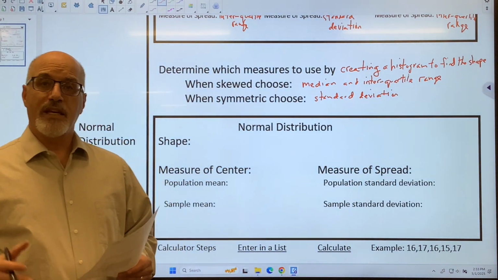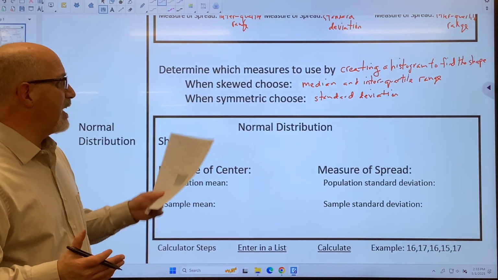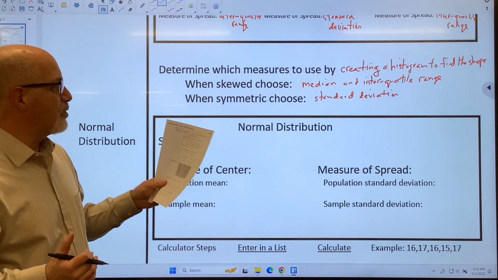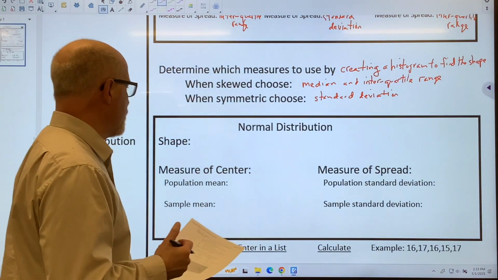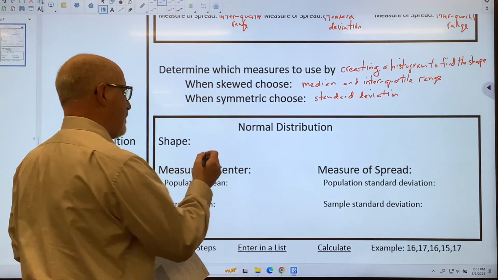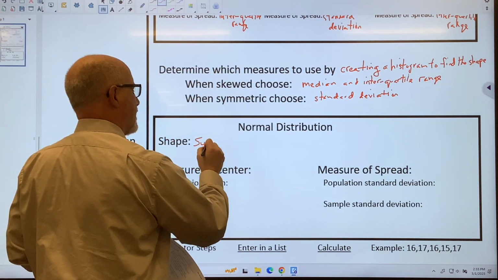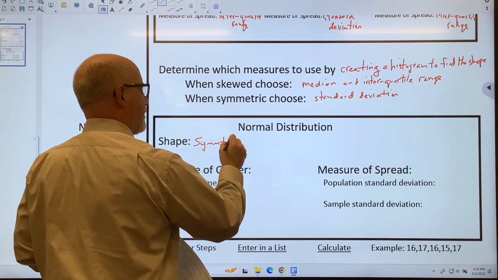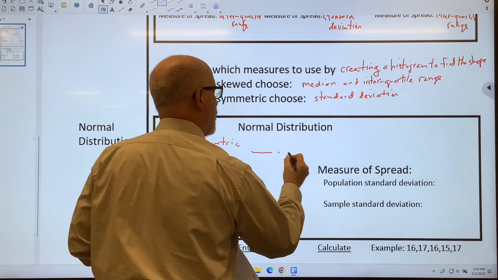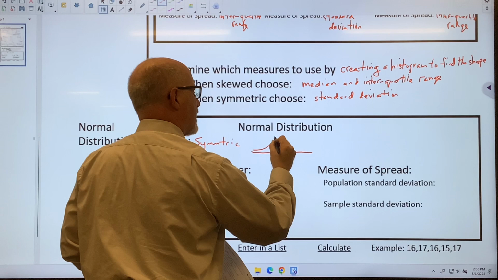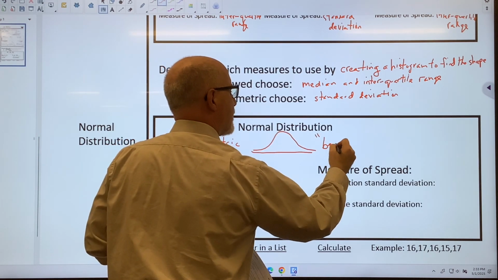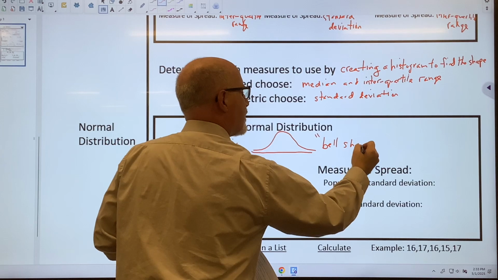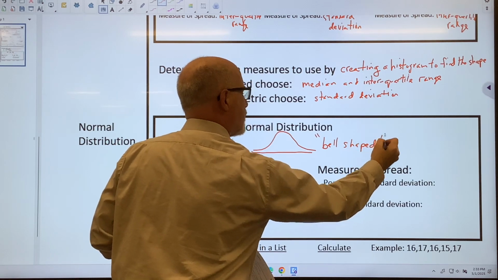Now, one of the distributions that we use the most is the normal distribution. It is a symmetric distribution. So its shape will look like a bell shape like this. That is oftentimes how it's referred to.